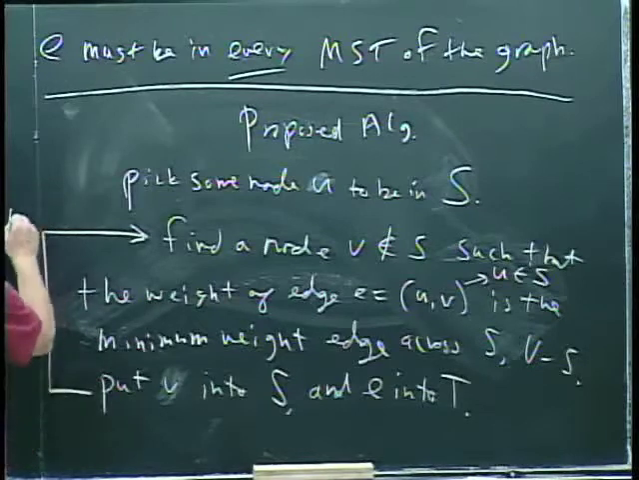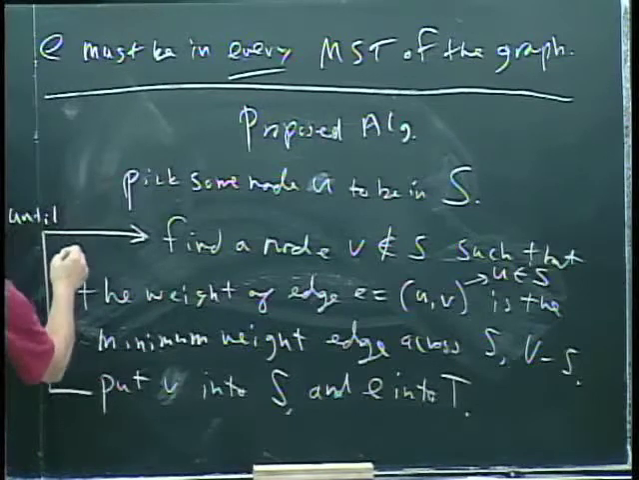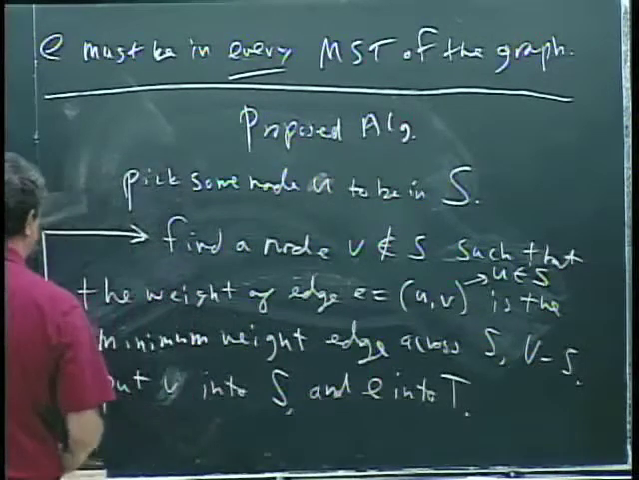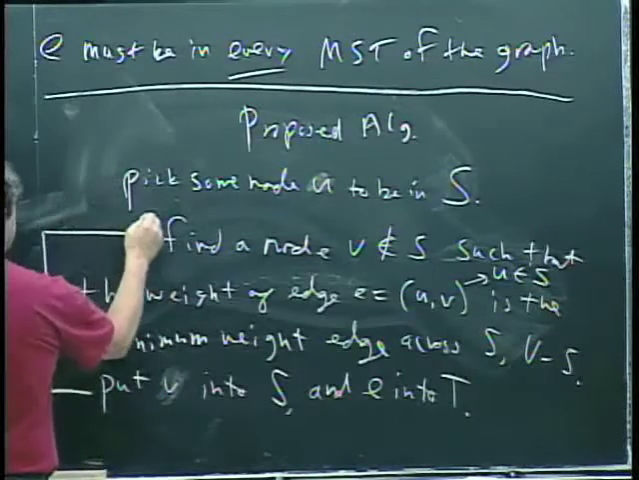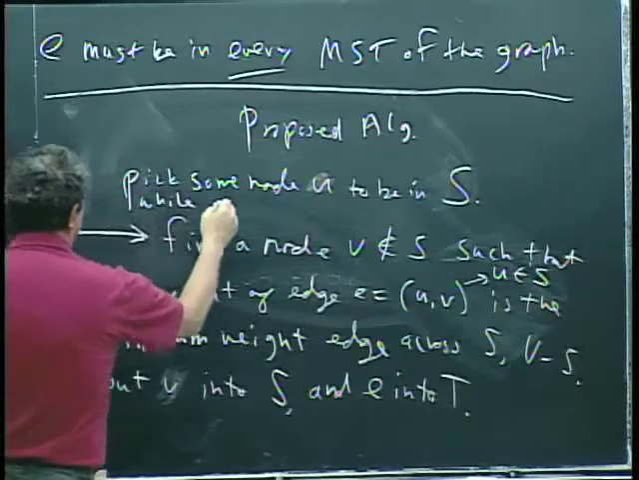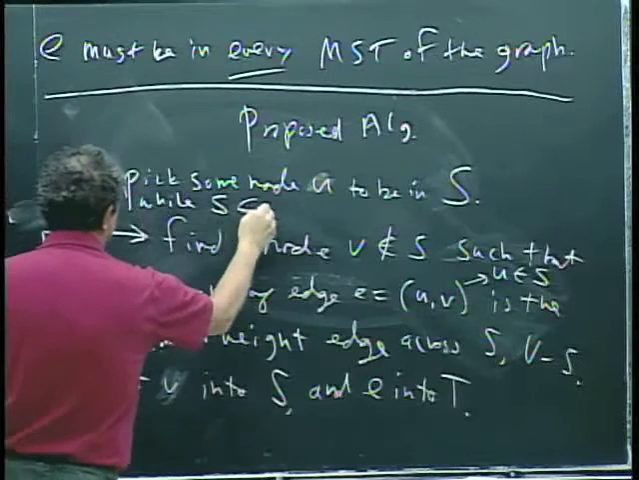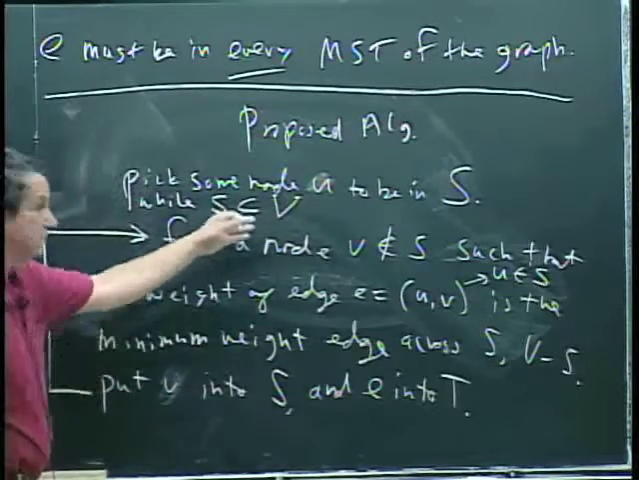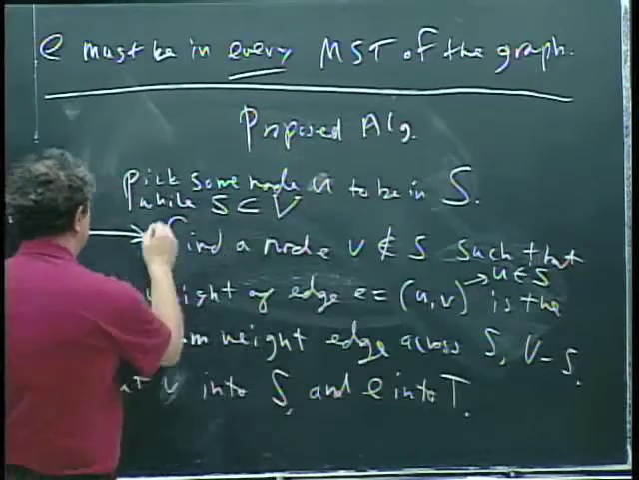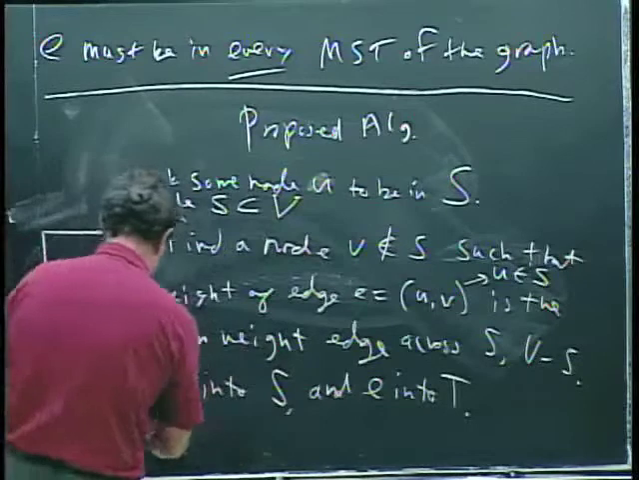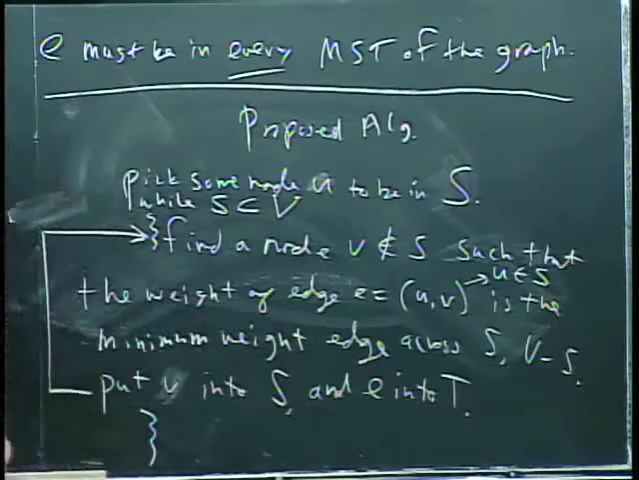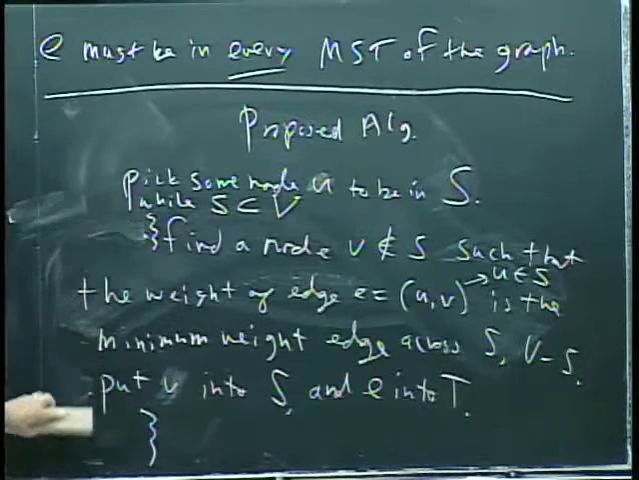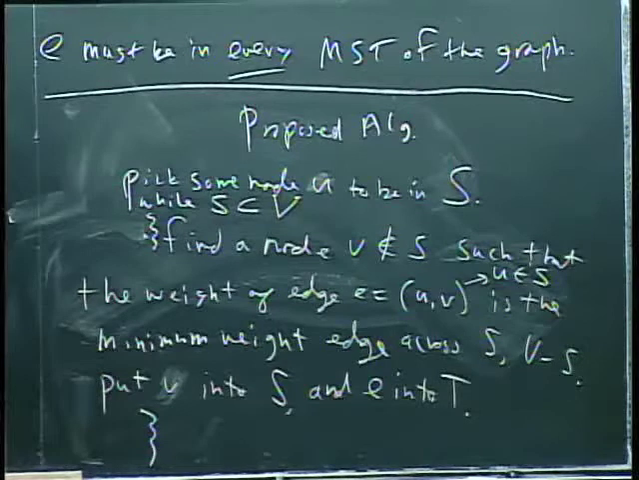Okay, so we're going to repeat until, or maybe it's better to say while, S is strictly contained in capital V. Okay, we haven't included everybody yet. Do that and that. Okay, so I don't need that in there anymore. Okay, let me do a little example.